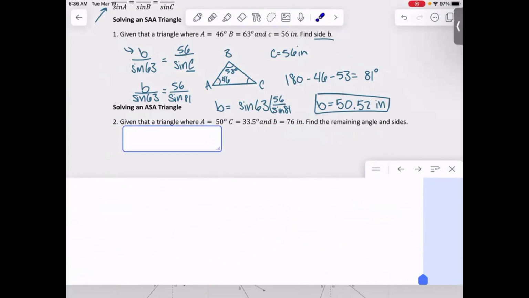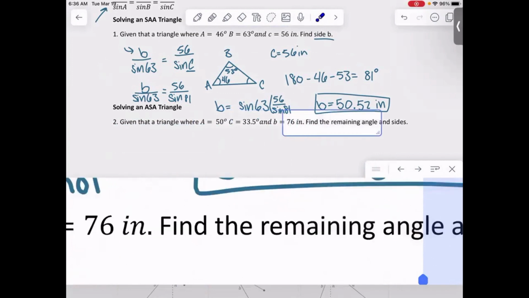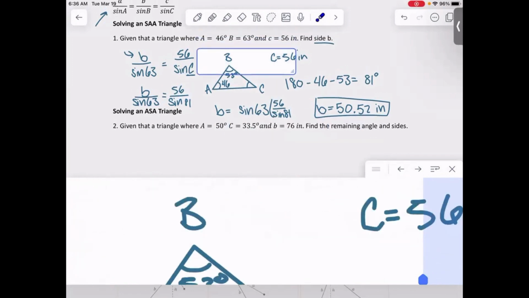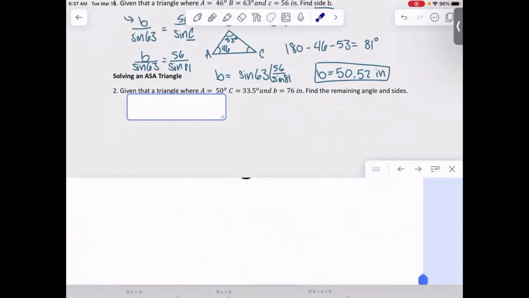The next one we're asked to solve is an angle side angle triangle. That's when I have an angle, and then my side, and then another angle. That's what happened here: I had an angle, another angle, and then my remaining side. So in an angle side angle triangle, where A is 50 degrees, C is 33.5, and B is 76, find the remaining angle and side. This one's asking us to find everything, so we'll be using all of these equations.